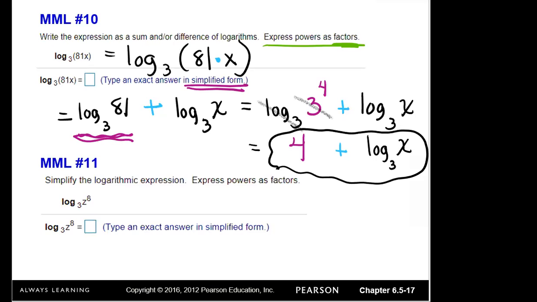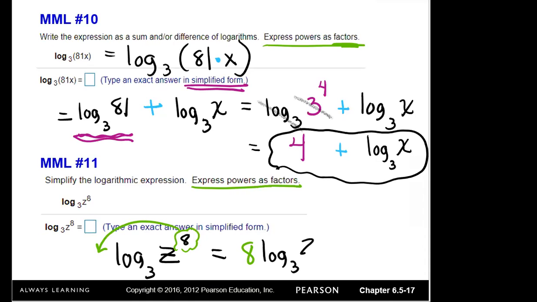Number 11, the only thing I can do on this one is express powers as factors. Because what I have is log base 3 of z raised to the eighth power. The 3 and the z are not the same base, so they don't cancel out. And z is not multiplied onto anything or divided by anything, but it is raised to a power. So I'm gonna take this 8 and simply throw it out in front here. So this is actually going to equal 8 times log base 3 of the z. That's it.